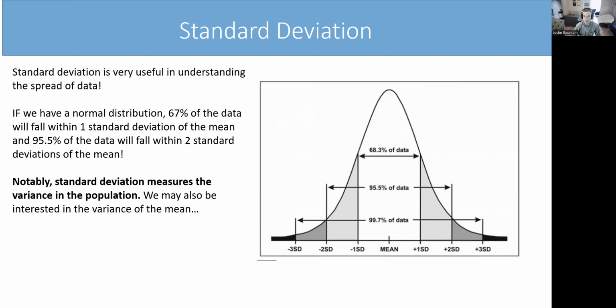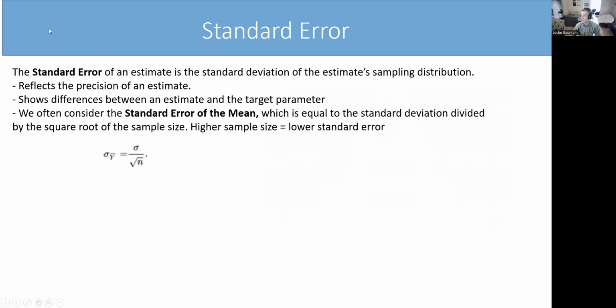For that, you need something slightly different, and that is called the standard error, or the standard error of the mean. The standard error of an estimate is the standard deviation of the estimate's sampling distribution. It reflects the precision of an estimate. It shows the differences between an estimate and a target. And we often consider the standard error of the mean, which is the standard deviation divided by the square root of the sample size, as a better way to look at variance, to tell whether there's truly a difference in a mean between populations. The higher the sample size, the lower the standard error.